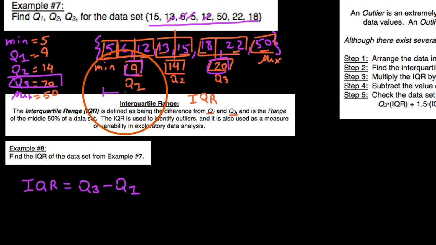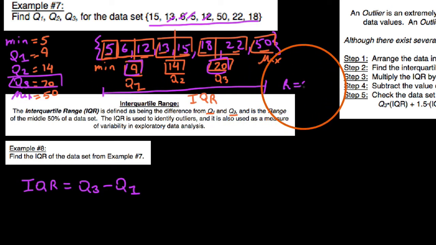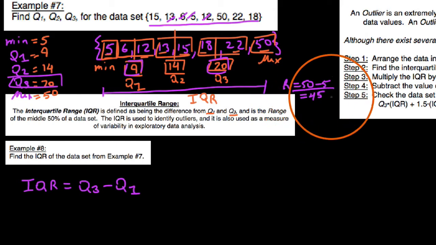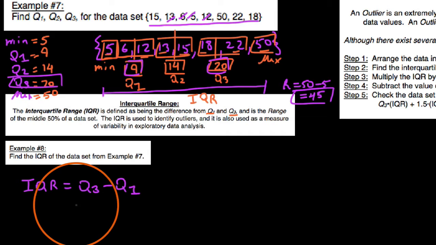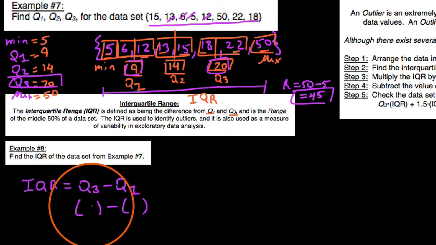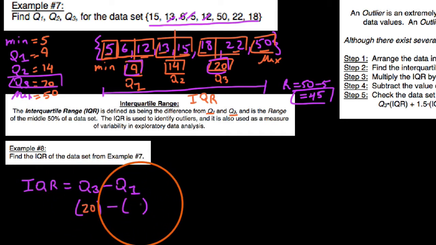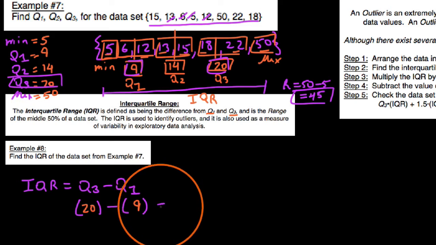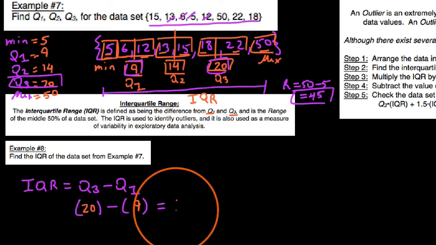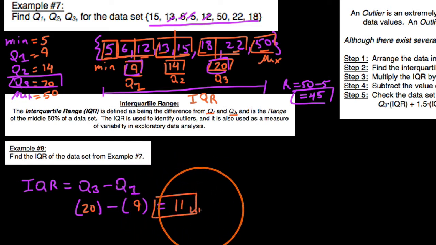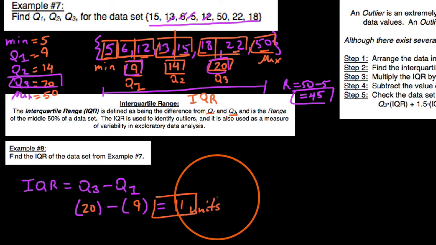So instead of finding the range, the total distance between 50 and 5, which by the way is the range of this data set, 50 minus 5 equals 45. That is quite the range with respect to the rest of this data. If we were to find the interquartile range, in this particular instance, we just take Q3, which is our 20, and take off Q1, which is our 9. And so the range of the middle 50% of our data is only 11 units. I label this 11 units; we would normally have something to label that with.